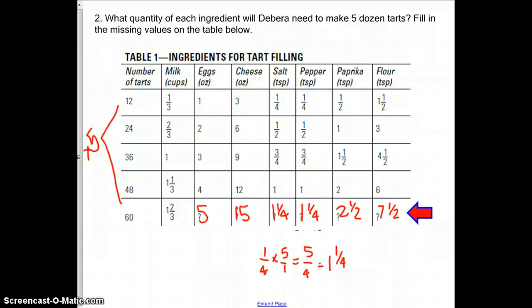Number 2 says, what quantity of each ingredient will she need to make 5 dozen tarts? Fill in the missing values on the table below. So to change from 12 tarts to 60 tarts, you're changing by a multiple of 5 because you're making 5 batches. So you'll notice then with the eggs, to make 5 batches, how many eggs would you need? You would need 5. So go ahead and complete this table on your own. Try to only check my page for your answers. Do all the fraction work on your own. Once you get to the salt, pepper, paprika, and flour, you'll notice that you'll have improper fractions, which you want to change so that you have measurements that we use in everyday cooking.